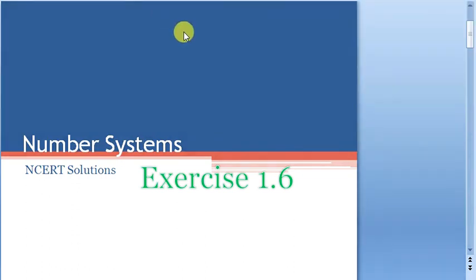Basically all the questions in this particular exercise are related to exponential laws only. So I will advise you to just quickly go through the exponential laws before you solve this particular exercise.